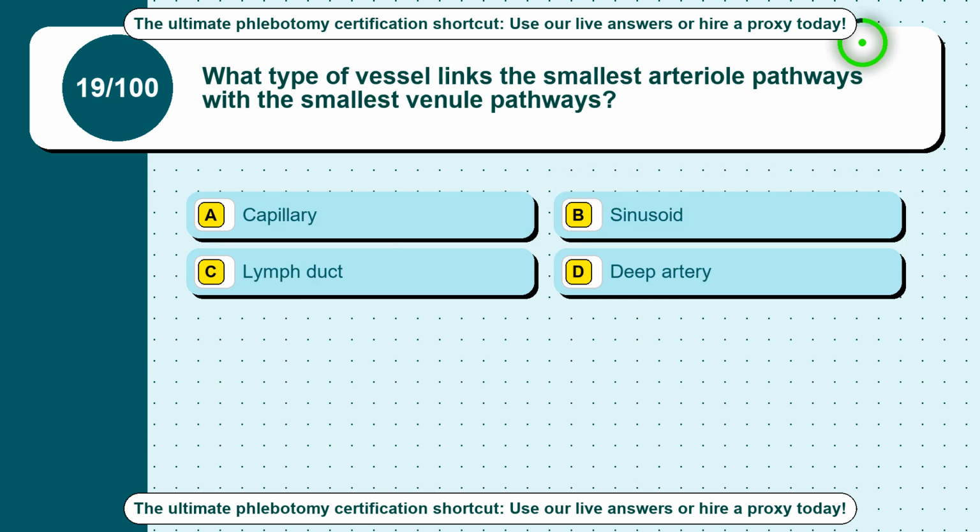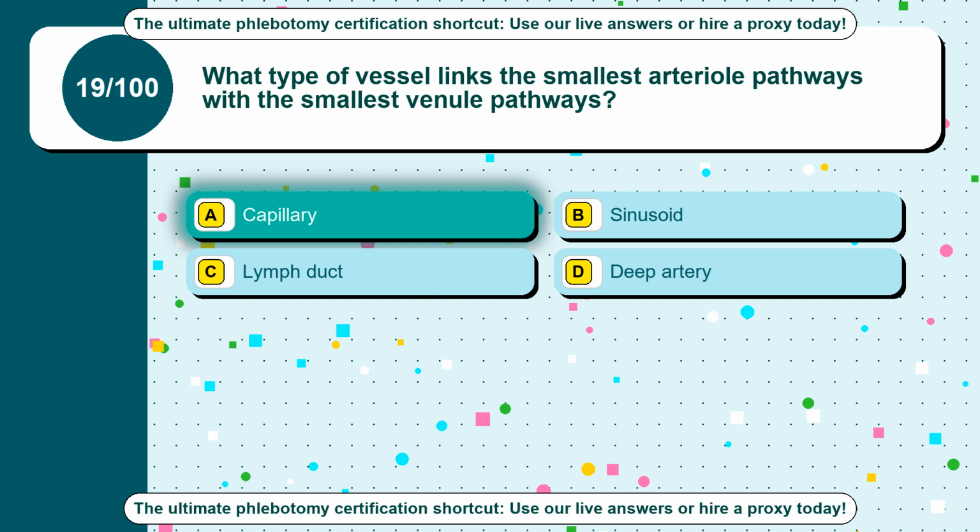Question 19. What type of vessel links the smallest arteriole pathways with the smallest venule pathways? Option A. Capillary. Option B. Sinusoid. Option C. Lymph duct. Option D. Deep artery. The correct answer is option A.